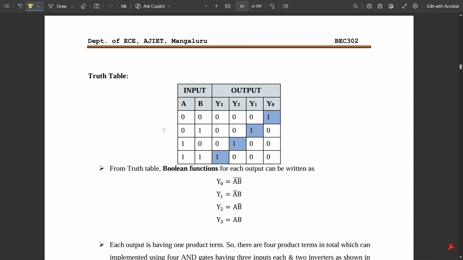So this is the truth table of a 2 to 4 decoder. You see here it consists of two inputs, so that's why there are totally four combinations: 0 0, 0 1, 1 0 and 1 1. Four outputs: y3 y2 y1 y0. How the outputs are decided, you see here, for the first combination 0 0, y0 is equal to 1. For 0 1, y1 is equal to 1. For 1 0, y2 is equal to 1. And for 1 1, y3 is equal to 1. Rest all the bits are 0. Like this, the truth table is formed for a simple 2 to 4 decoder circuit.